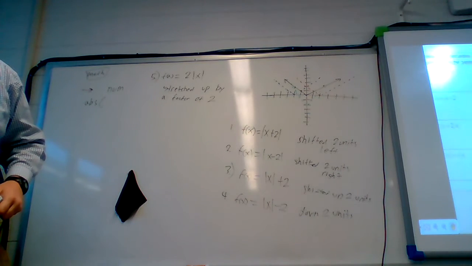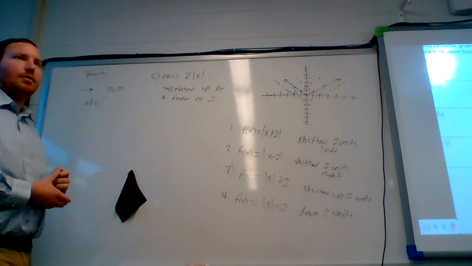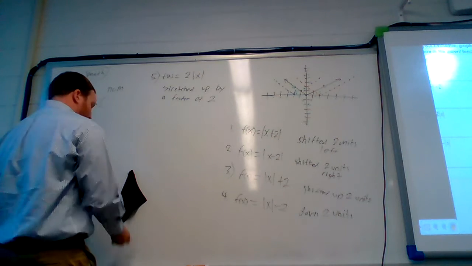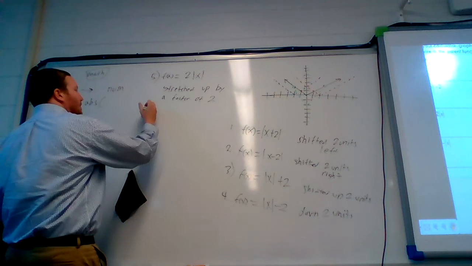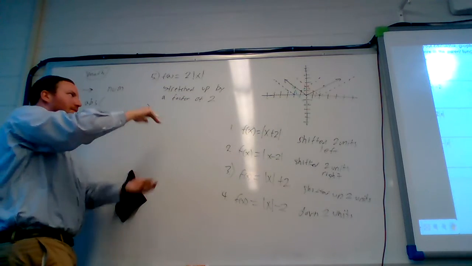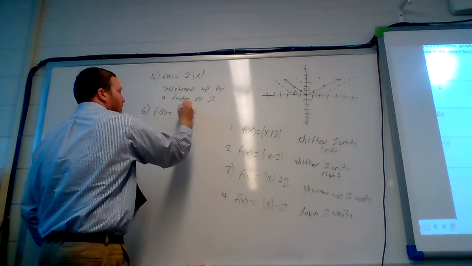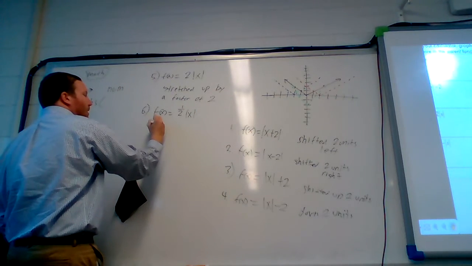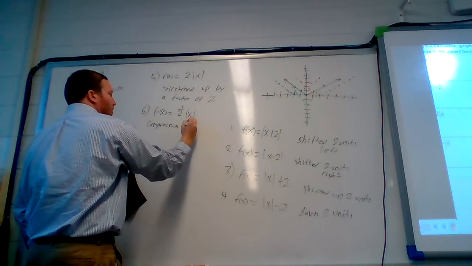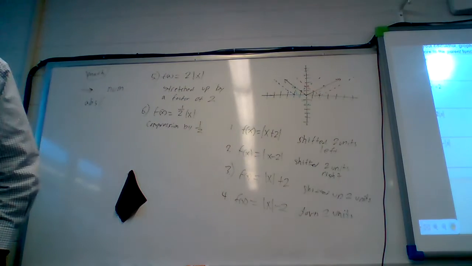Well, what do you think is going to happen when we multiply by 1/2? Stretched by 1/2. Or we're actually going to call that one not so much a stretch, because that implies that we're getting taller. We're going to get shorter, so we're going to say this is a compression by 1/2. Again, let's graph that just to make sure.